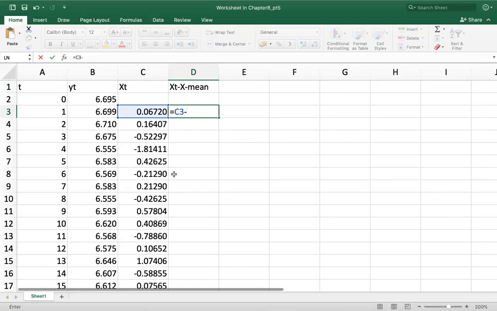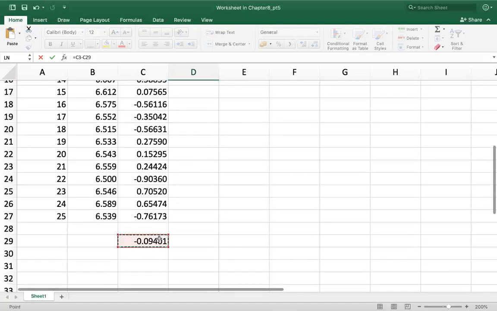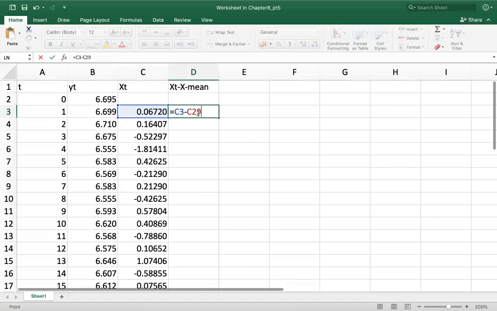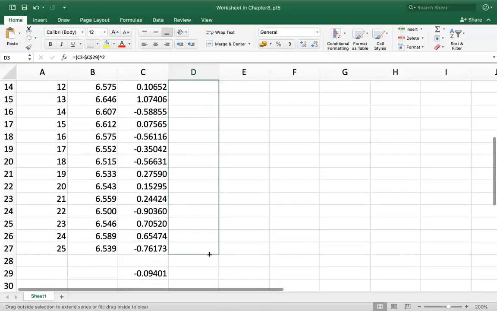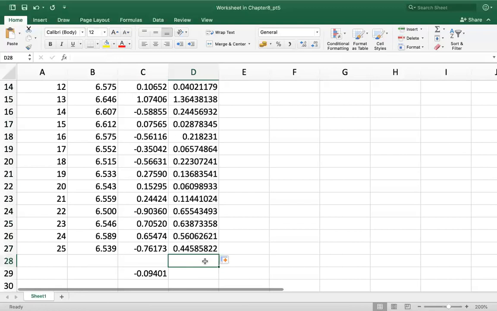This one minus, here is our mean, and we have to square it, right? We have to square it. Okay, so whole power 2, and I have to fix this value so that I can drag this again, right? Okay, so once again I am dragging this, right? Okay, so now I will sum these.